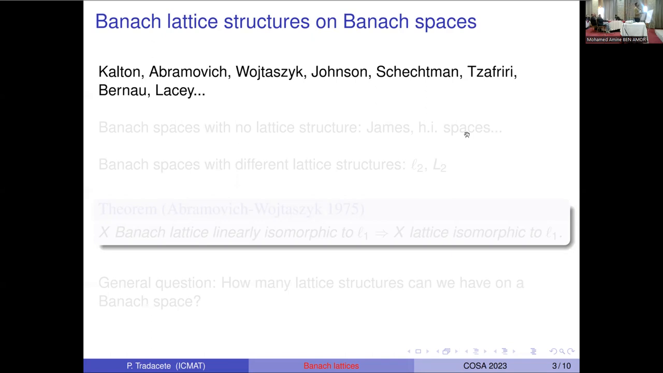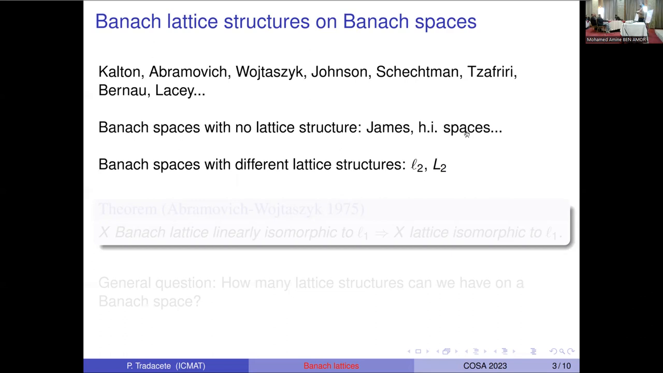And so maybe the first observation is that, of course, not every Banach space carries a Banach lattice structure. Valentin and David already mentioned this. So you have certain Banach spaces for which there's no way you can think of them as Banach lattices. They're not linearly isomorphic to any Banach lattice, for several reasons. One simple example is James space. Another, considerably more complicated, family is that of Gowers-Maurey spaces, or hereditarily indecomposable spaces, which cannot be isomorphic to a Banach lattice.